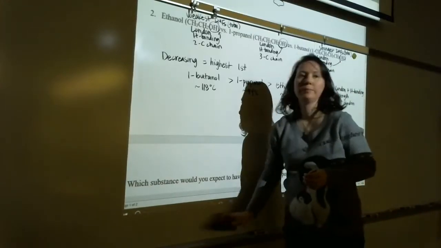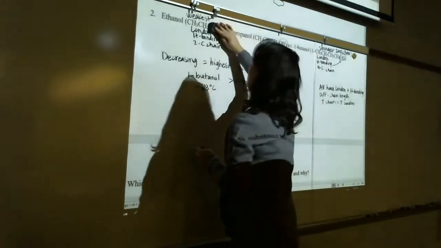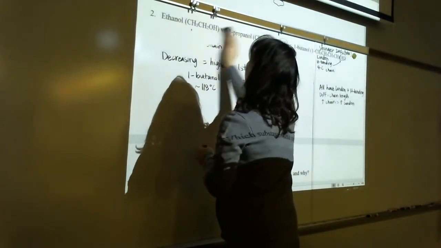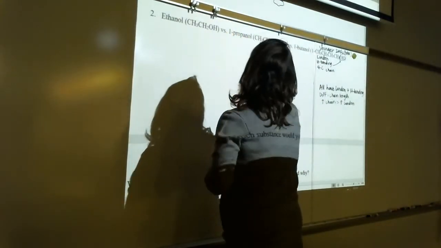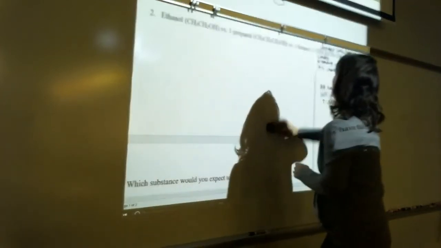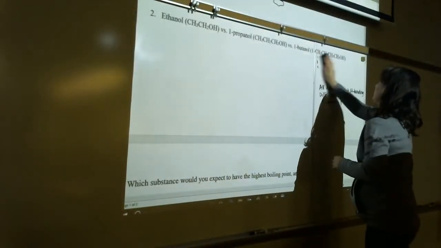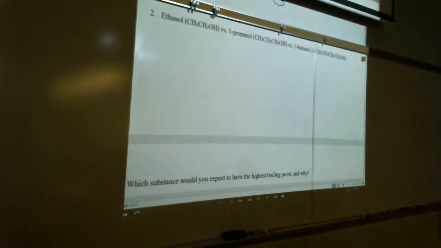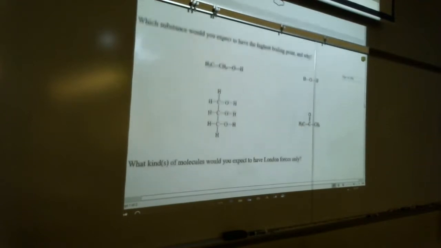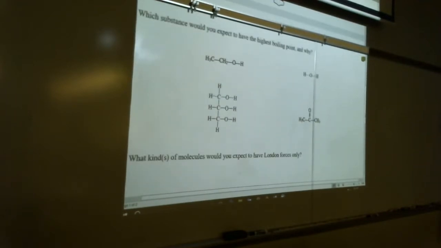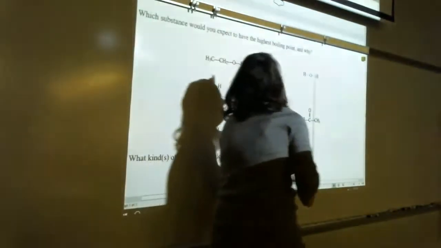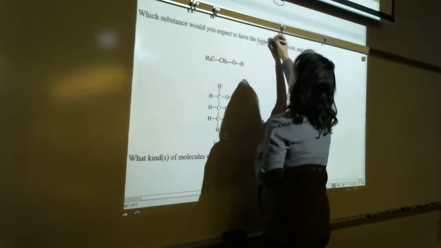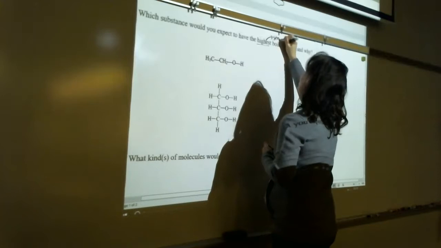Good on this one? All right. Let's go on to the next problem. Which substance would you expect to have the highest boiling point and why? This is asking for the highest boiling point. So that means that we're picking the one with the strongest IMFs.